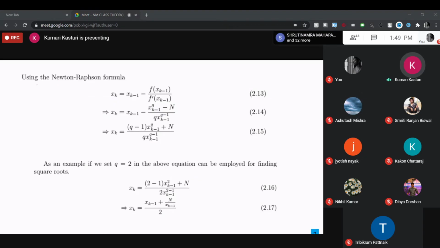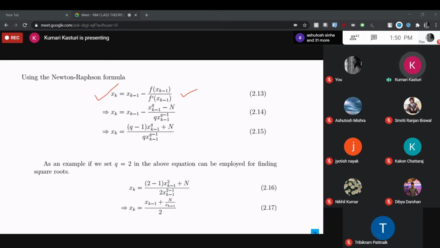Now after that write down by using Newton-Raphson's rule. Already the generalized equation you have written. That is xk is equal to xk minus 1 minus f of xk minus 1 divided by f dash of xk minus 1. Now we have to put the f of xk minus 1 value here and the f dash of xk minus 1 value here. So xk is equal to xk minus 1 minus f of x. F of x is x to the power q minus n. So xk minus 1 to the power q minus n divided by q into xk minus 1 to the power q minus 1.